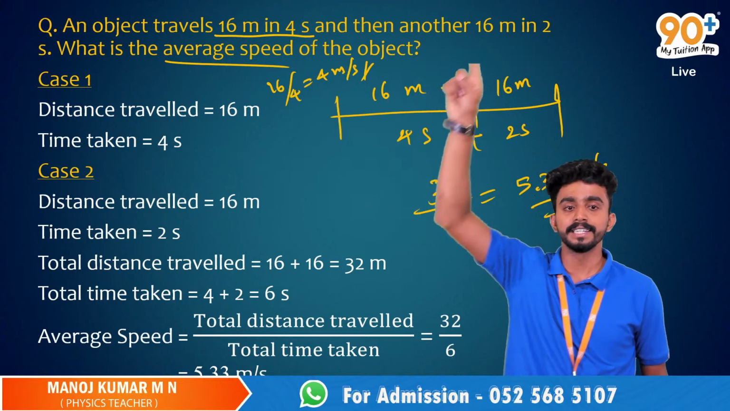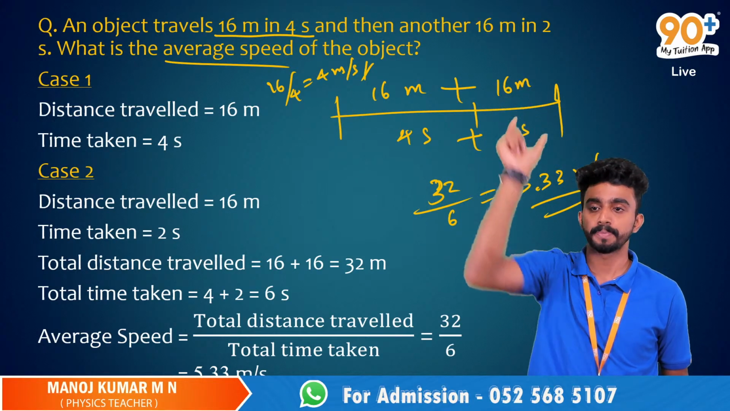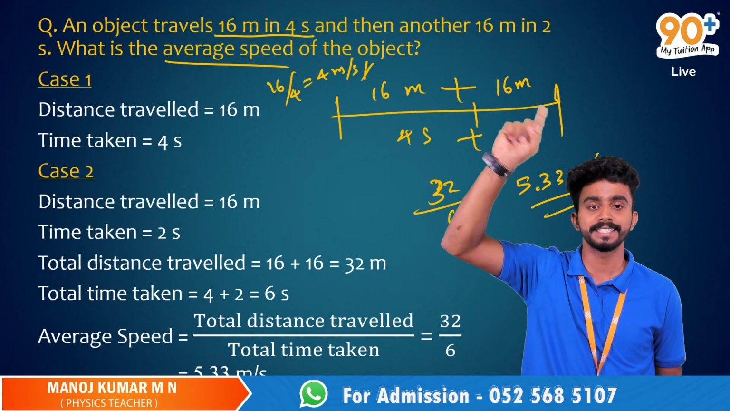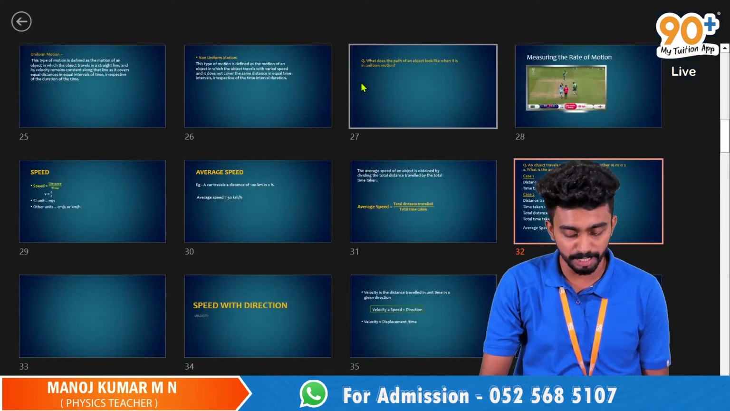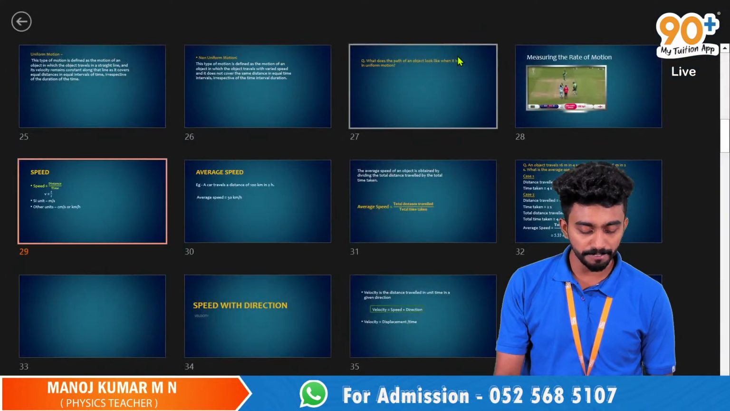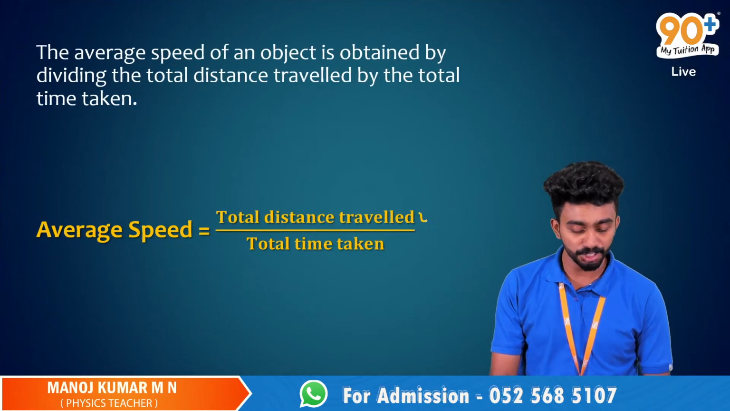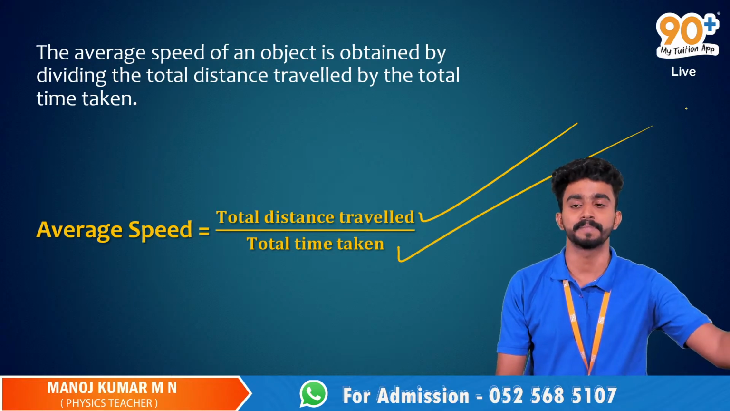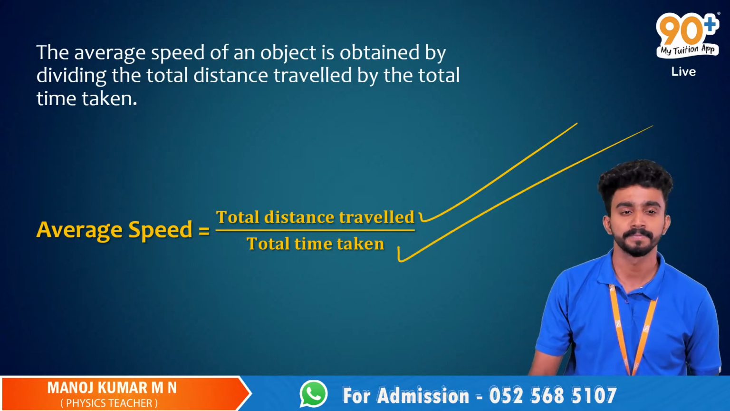In this case also we can measure the speed. It will be 16 by 2, that is distance by time. We have learned that speed is equal to distance by time. So what is the difference with respect to average speed? It's the total distance divided by the total time taken. Got it, John Patrick? Understood.